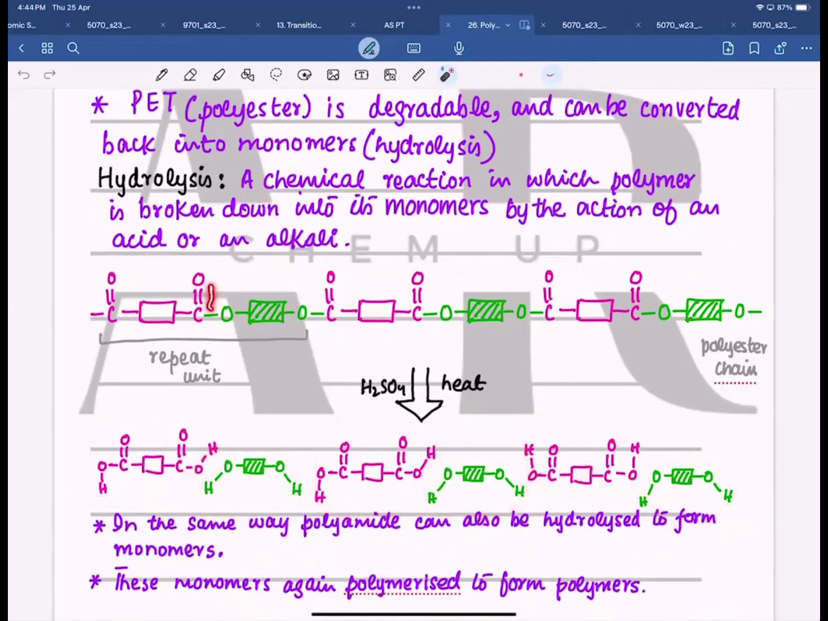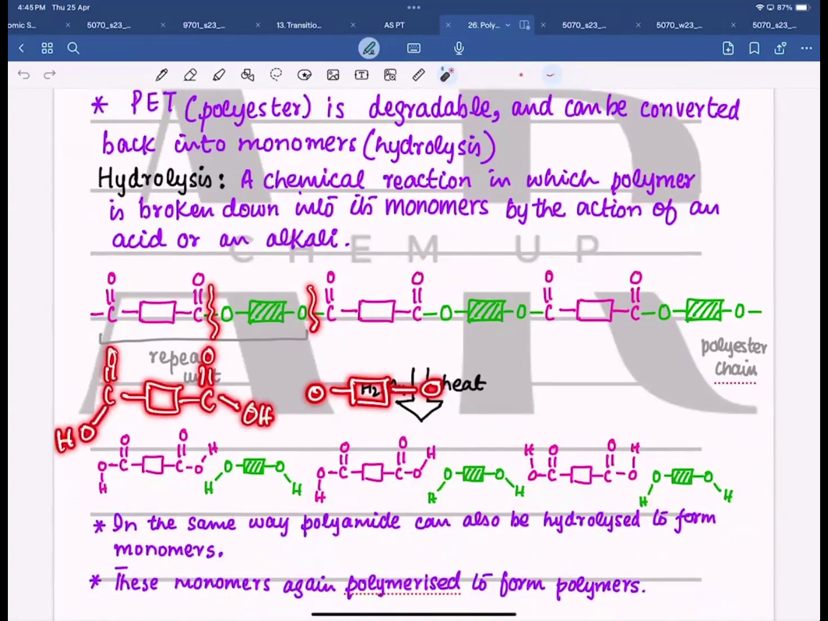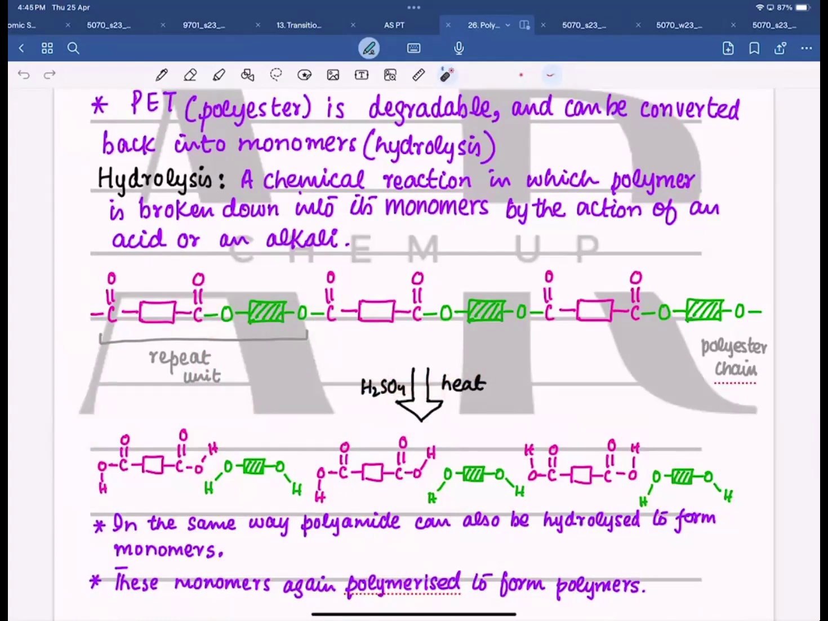See, if this bond is broken, you will get one structure, C double bond O, and the other structure, O. So what happens? Water is being added, so the carbon is positive, so the OH group is being added to the carbon, making it dicarboxylic acid, and H is being added to this, making it diol. So that's what happens in hydrolysis, and hydrolysis is done for the polyamides and the polyesters. Addition polymer cannot be hydrolyzed.